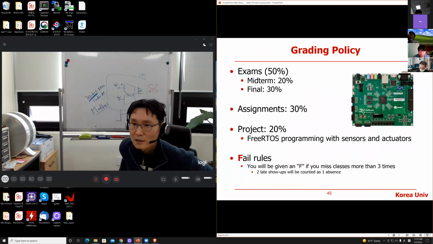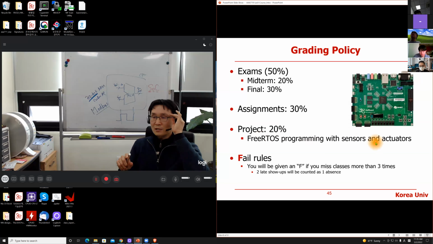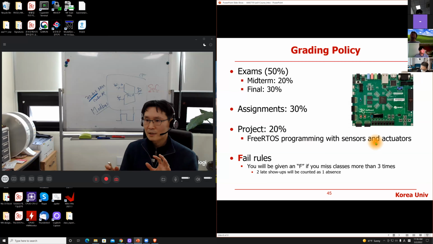Okay, the last slide. Grading policy. There will be 2 exams, midterm and final, 20% and 30%. And there will be many assignments, roughly one assignment every week. That is going to take 30%. And there is a class project, as I told you: FreeRTOS programming with sensors and actuators. FreeRTOS is free, so you can download it from the FreeRTOS page. Then create some tasks. One task is taking sensor input, and the other task is controlling the actuator, so based on sensor input, you control the actuator.